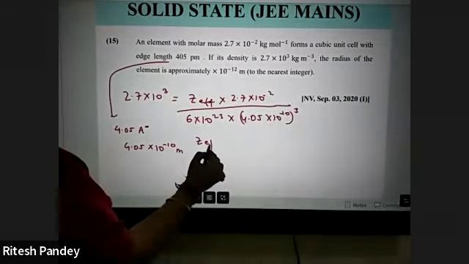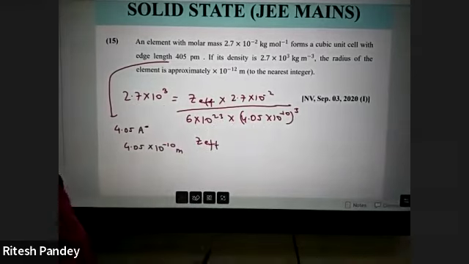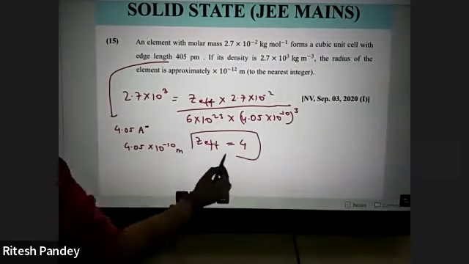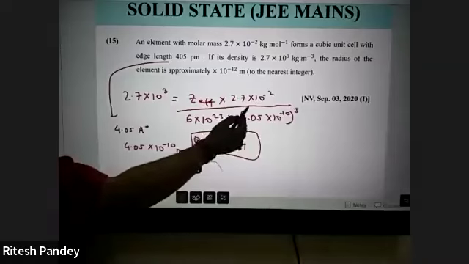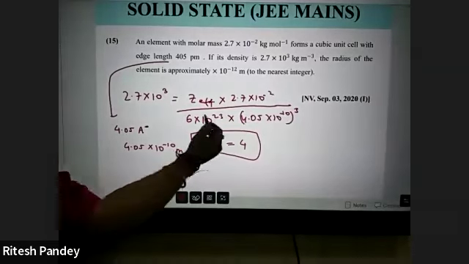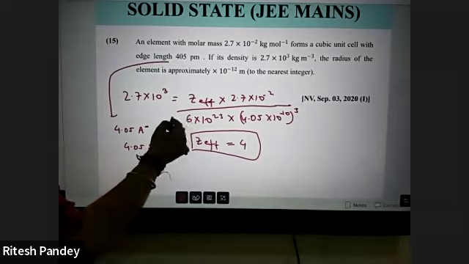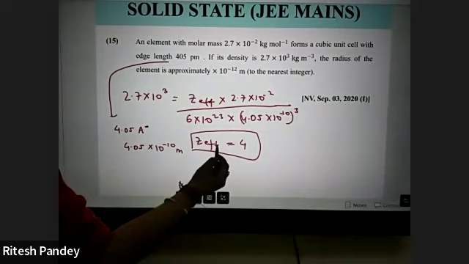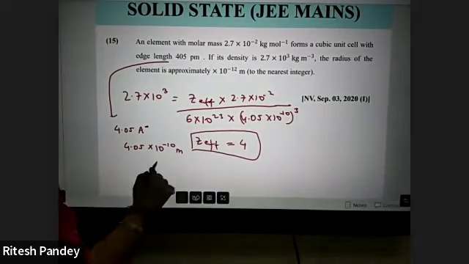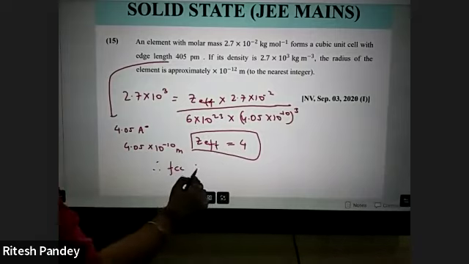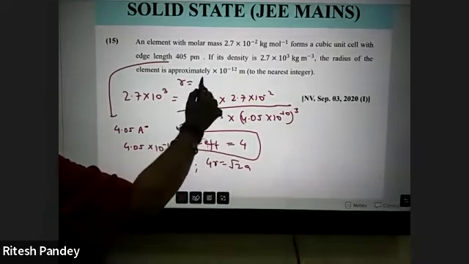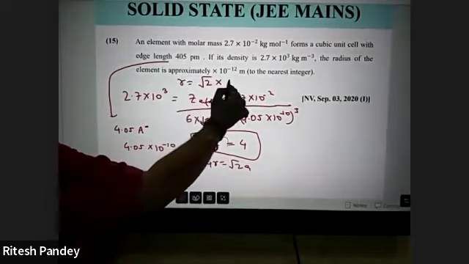And I wonder, although 2.7 and 2.7 will cancel out, I feel it will come out to be 4. This is my gut feeling. Yes, 4 sir, into 4 into 4. This will be like 64 into 6, around 400, and it will even out to be a multiple of 4 only. And if that is true, with effective Z as 4, I'll conclude it's FCC. And for FCC, I'll believe 4R is equal to root 2 A, and R will be equal to root 2 times 405 picometer divided by 4.